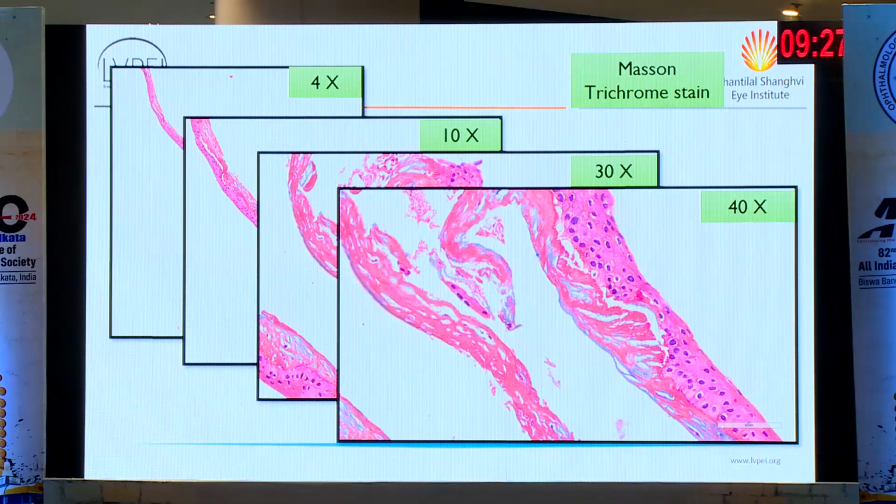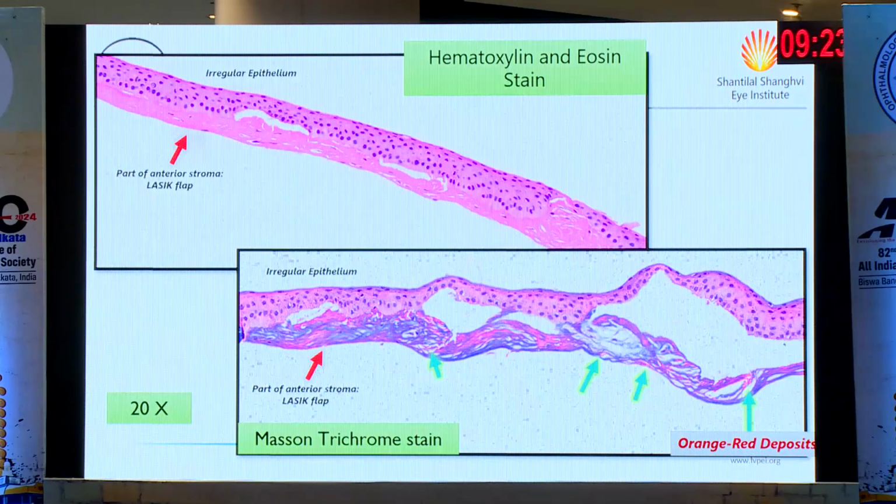And this is under higher magnification, 40x, you can see the same deposits. So under H&E stain, this is the epithelium again, and then part of the anterior stroma. And when you do Masson's trichrome, this ballooning is artifactual because we use alcohol and we remove the epithelium.